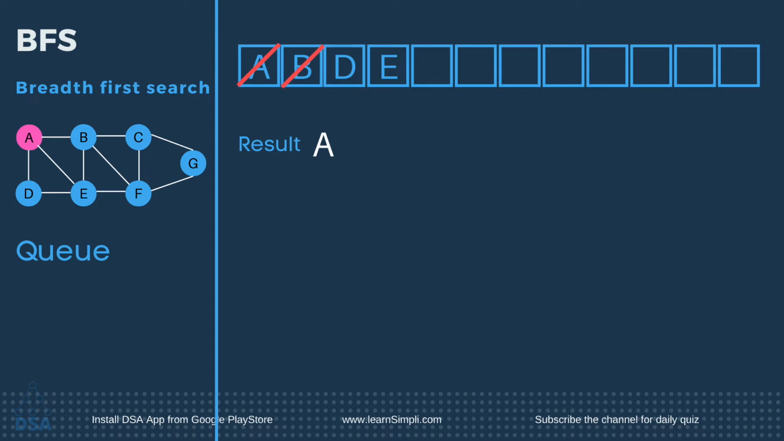Next node is B, so delete B and store the value in the result. Mark it as visited. Now check the adjacent vertices of B. Adjacent and unvisited vertices of B will be inserted further in the queue. The adjacent vertices of B are A, C, E, F. But A is already visited. So insert the next node C, and E is already inserted. So insert the next node F.